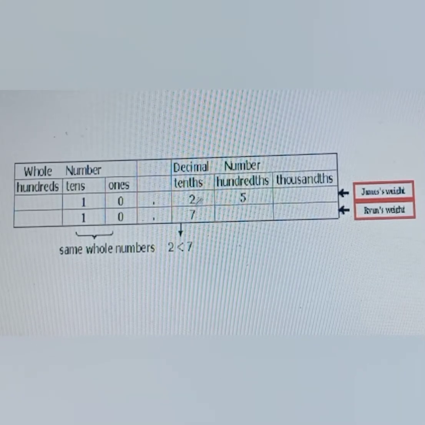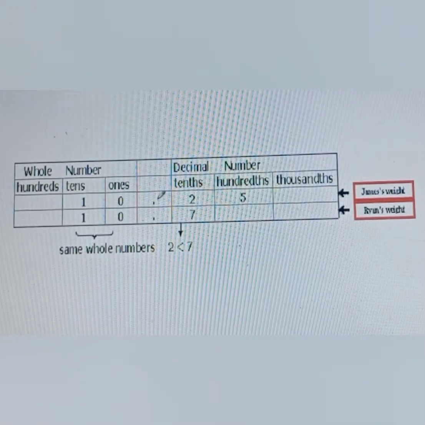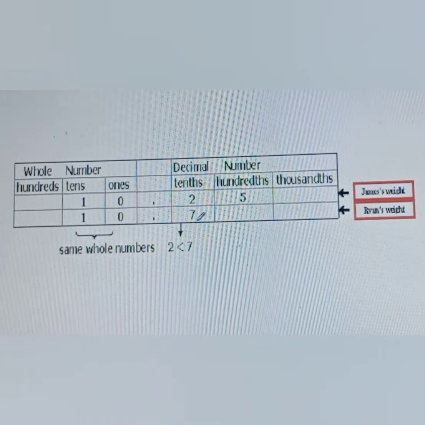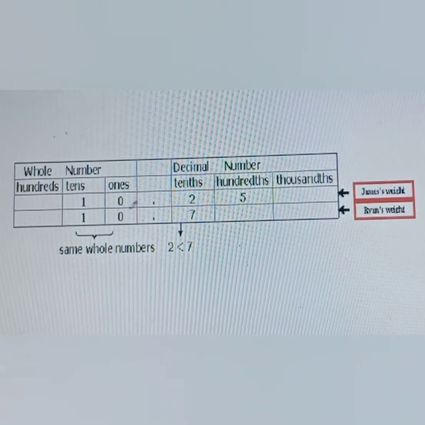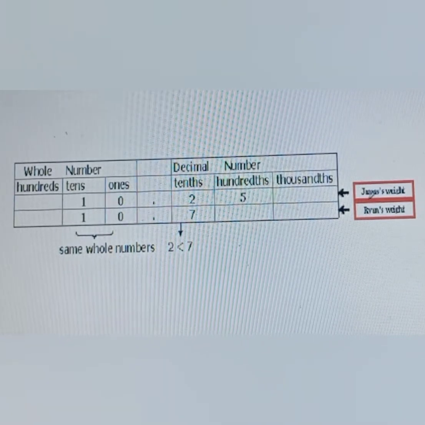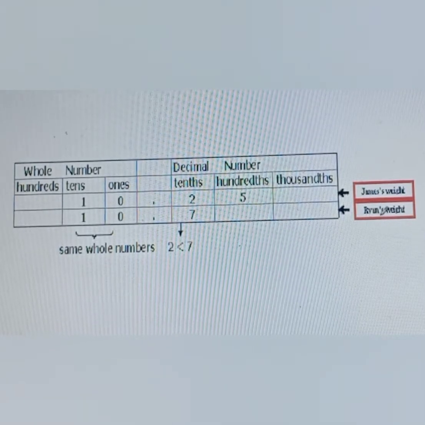If you compare 2 and 7, 2 is less than 7, right? So we can say that 10.25 is smaller than 10.7. Or the other way around, 10.7 is bigger than 10.25. So we can say the weight of Ryan is bigger than the weight of James. So Ryan is what? Heavier than James, correct? So our answer is Ryan.